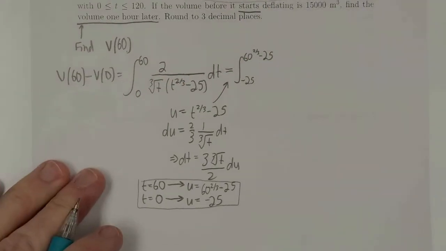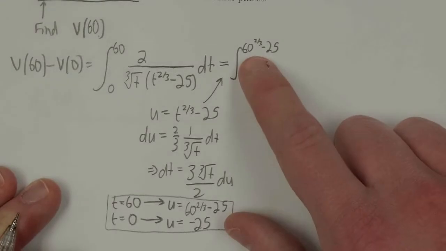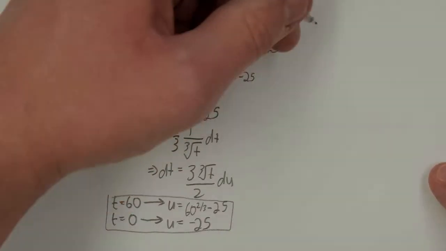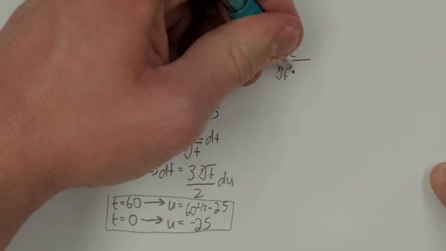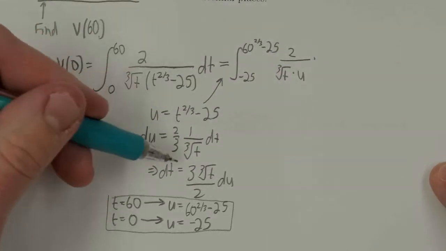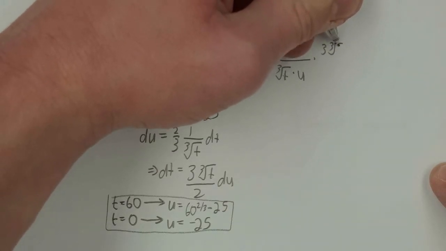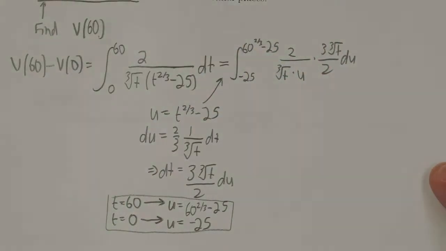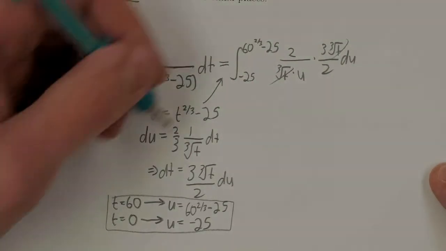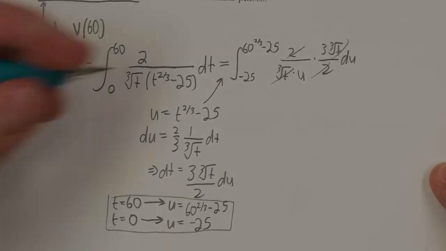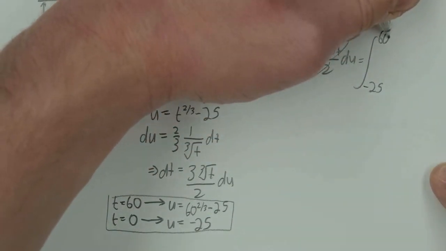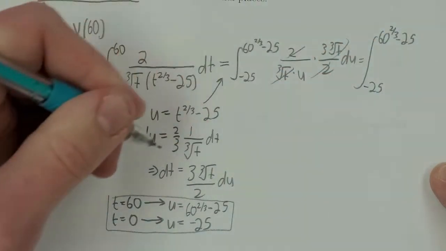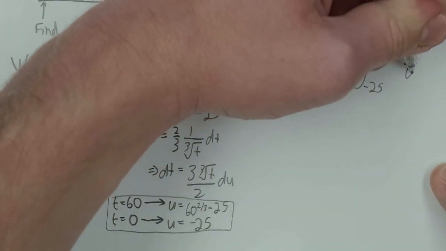So let me zoom in a bit on that. There we go. So 60 to the 2/3 minus 25. So that would be 2 over cube root of t times u, and times dt, which is 3 times cube root of t over 2 du. Okay. So then you notice, all right, the cube root of t's go away, and so do these 2's here. So ultimately, your definite integral becomes negative 25 to 60 to the 2/3 minus 25 of 2 over u du.